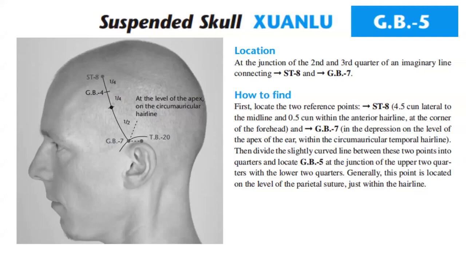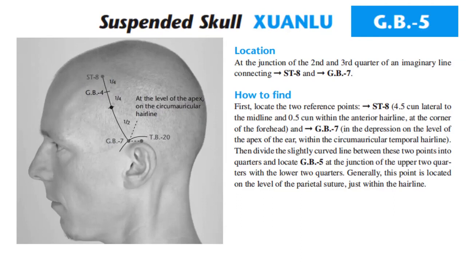Stomach 8, which is 4.5 tsun lateral to the midline and 0.5 tsun within the anterior hairline at the corner of the forehead, and GB7 in the depression on the level of the apex of the ear within the circumauricular temporal hairline. Then divide the slightly curved line between these 2 points into quarters and locate GB5 at the junction of the upper 2 quarters with the lower 2 quarters.